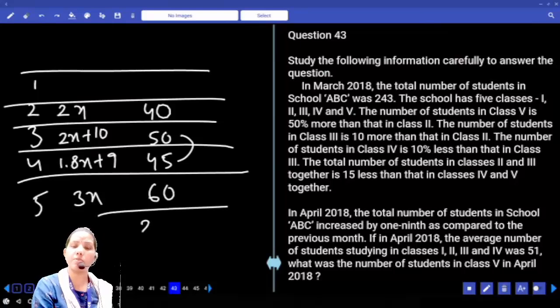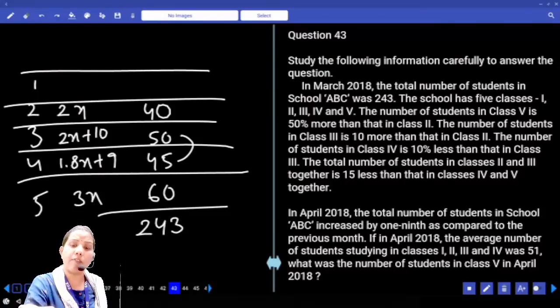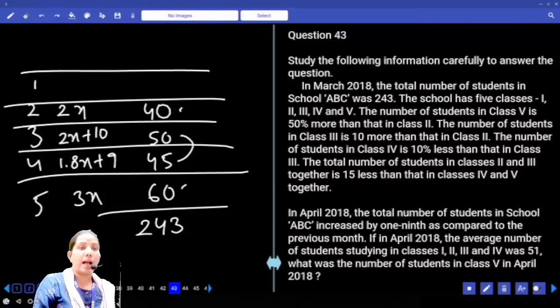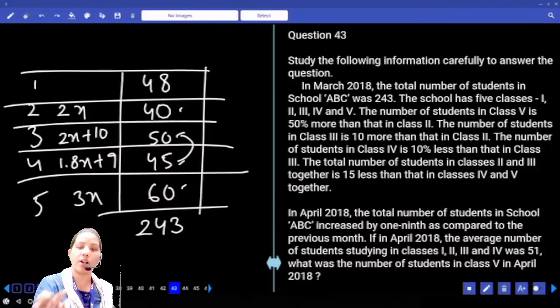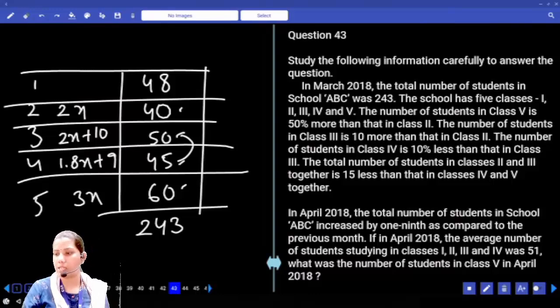What is total number of students? 240. Total number of students are 240. What is 40 plus 60? 100. 50 plus 45? 95. 195 subtracted, so first class is equal to 48. Class 1 is equal to 48. Class 2 40. Class 3 50. Class 4 45. And class 5 60. ఇక దీని మీదే క్వశ్చన్స్ ఉంటాయి.